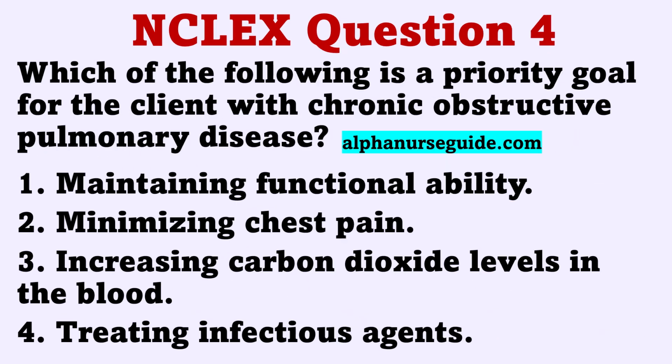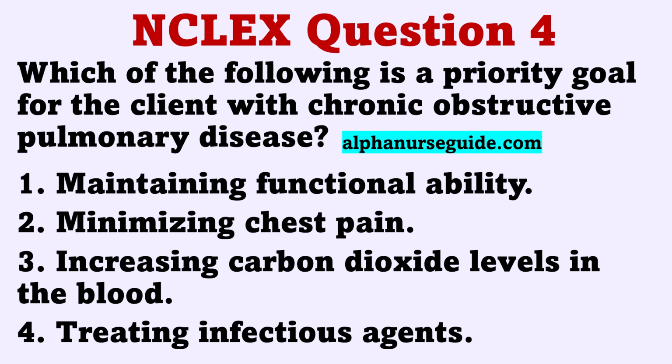Which of the following is a priority goal for the client with chronic obstructive pulmonary disease? 1. Maintaining functional ability. 2. Minimizing chest pain. 3. Increasing carbon dioxide levels in the blood. 4. Treating infectious agents.